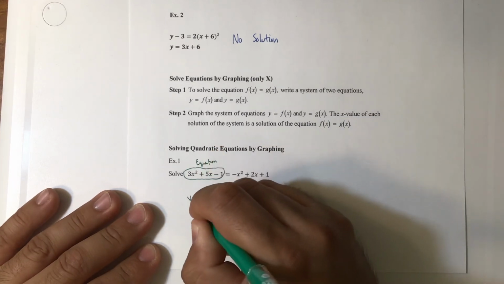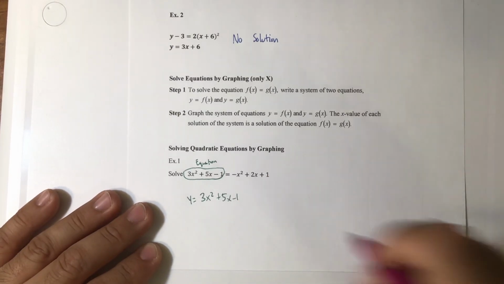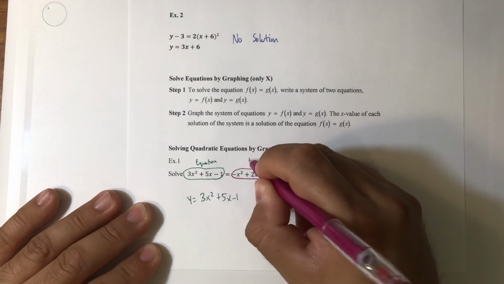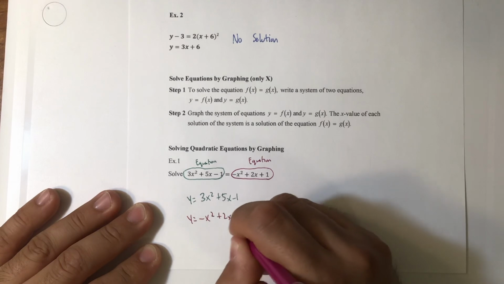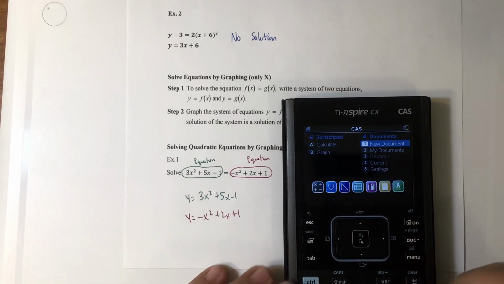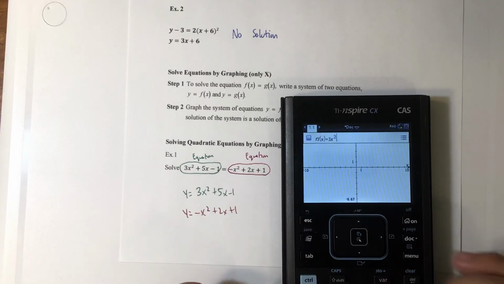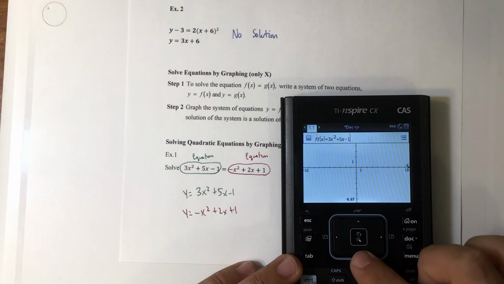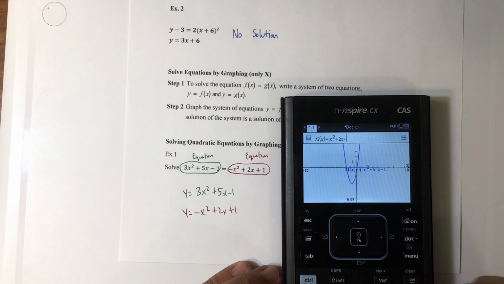So I'm going to say y equals 3x squared plus 5x minus 1. This is also an equation. So y equals negative x squared plus 2x plus 1. Okay. So it's not any more difficult than that, right? So you're just separating them into two equations. Both of them are going to say y equals. So we're going to type it into our graphing calculator. Add a new graph. All right, so 3x squared plus 5x minus 1. Arrow down. Negative x squared plus 2x plus 1.